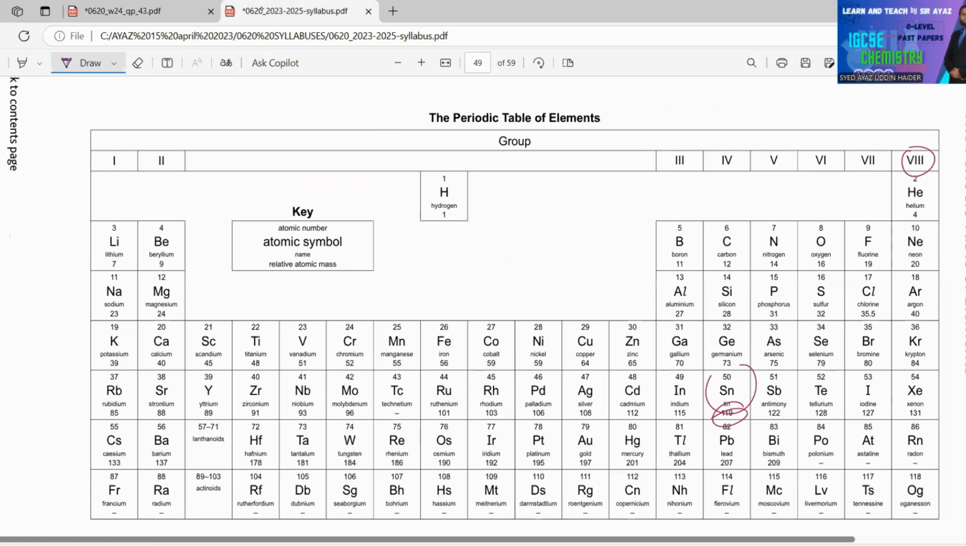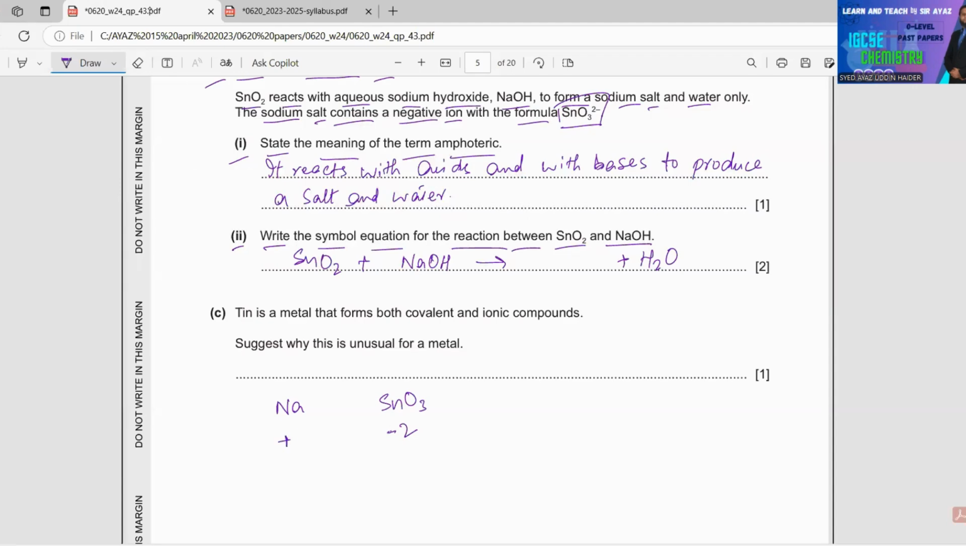Sodium, it's in group 1, it must be having +1 valency. So I'm going to write +1 here. Ignore the charges, these numbers will be swapped. So you will be getting Na2SnO3. This will be the final formula for the sodium salt produced here.